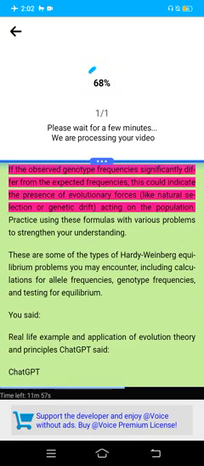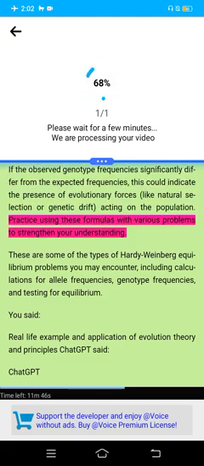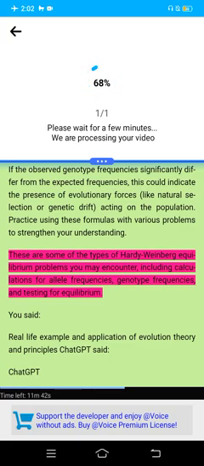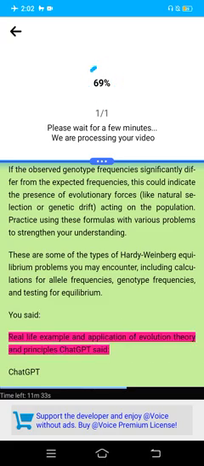If the observed genotype frequencies significantly differ from the expected frequencies, this could indicate the presence of evolutionary forces, like natural selection or genetic drift, acting on the population. Practice using these formulas with various problems to strengthen your understanding. These are some of the types of Hardy-Weinberg equilibrium problems you may encounter, including calculations for allele frequencies, genotype frequencies, and testing for equilibrium.